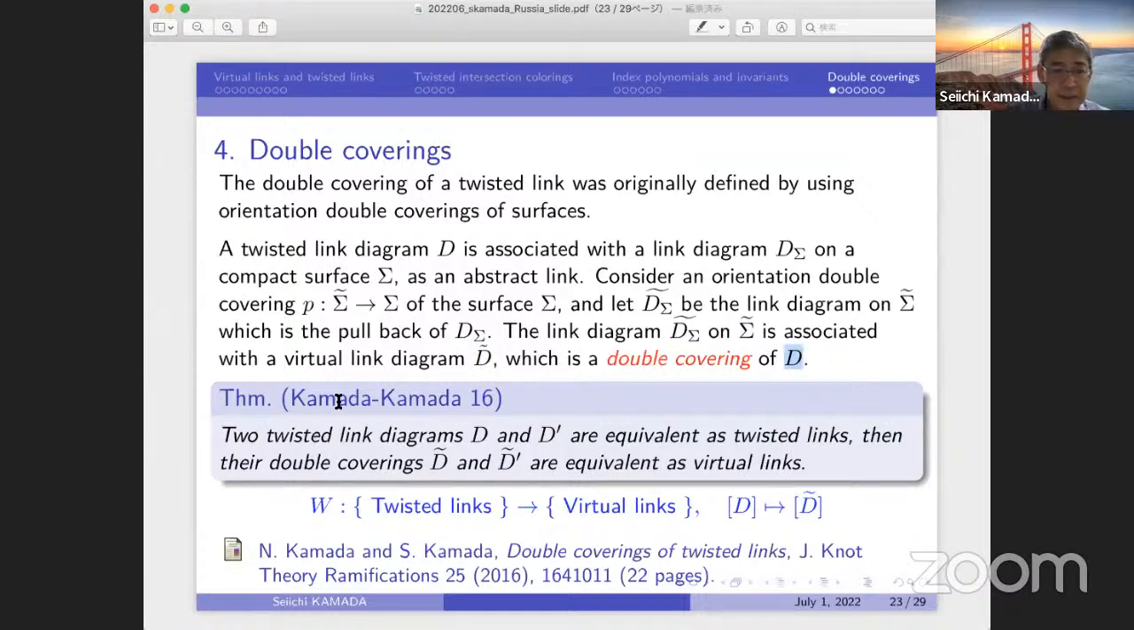And here is a theorem by Naoko and myself. If two twisted link diagrams, D and D prime, are equivalent as twisted links, then their double coverings are equivalent as virtual links. So we have a well-defined map W from twisted links to virtual links. A twisted link is represented by a diagram D, and we consider its double covering. It is a diagram of a virtual link. And this theorem shows this map is well defined.